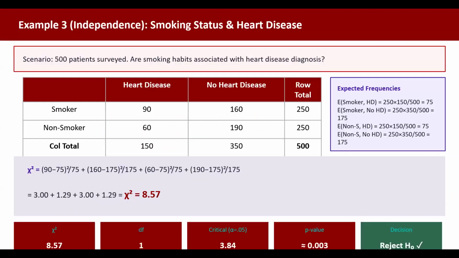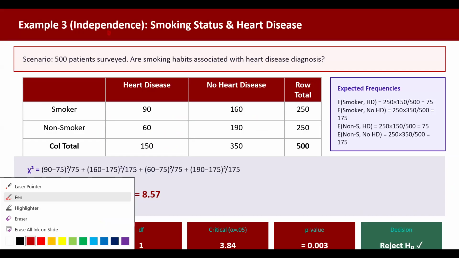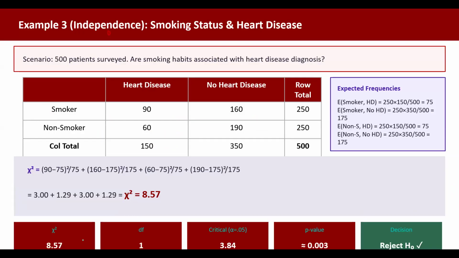All right. Now let's look at another example, right? So this is still testing independence. So we have smoking status and heart disease. We surveyed 500 patients, and we try to figure out if smoking habits are associated with a heart disease diagnosis. Okay. So basically, these are all the observed frequencies from the survey.